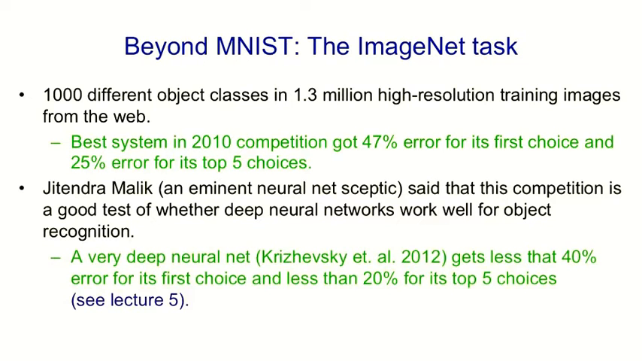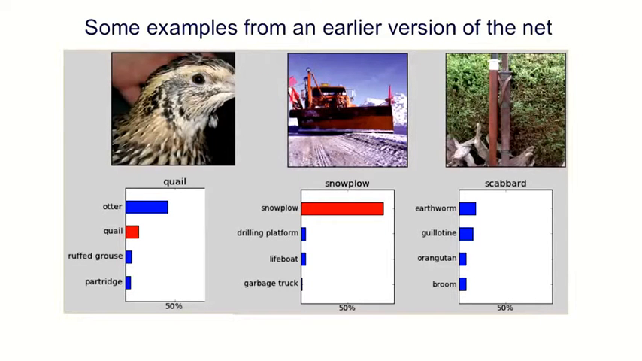And a very deep neural network can now do considerably better than the thing that won the competition. It can get less than 40% error for its first choice and less than 20% error for its top 5 choices. I'll describe that in much more detail in Lecture 5. Here's some examples of the kinds of images you have to recognize. These are images from the test set that it's never seen before. And below the examples, I'm showing you what the neural net thought the right answer was, where the length of the horizontal bar is how confident it was, and the correct answer is in red.